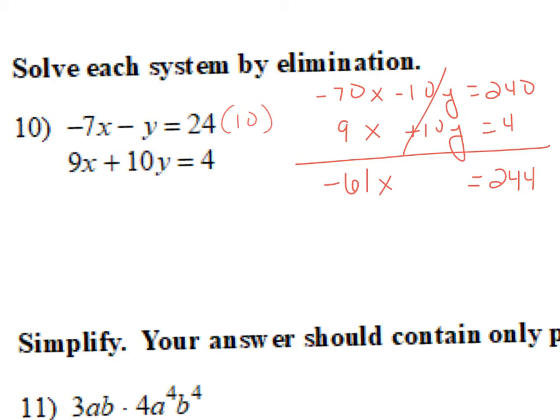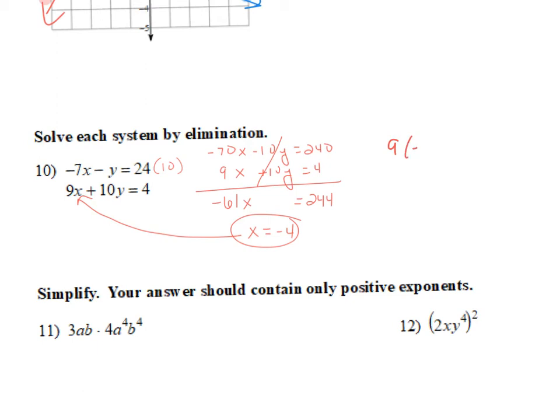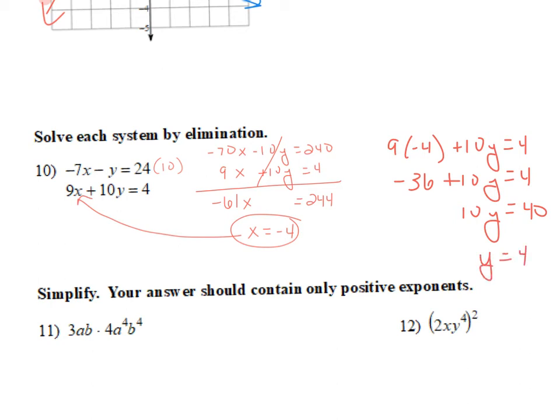So now I'm going to take 244. I'm going to divide that by the -61. And I ended up with x equals -4. Okay, now you can take this, plug it into either one. So I'll just plug it in right there. So I've got 9 times -4 plus 10y equals 4. So this would be -36 plus 10y equals 4. Add the 36 over to the other side, and that'll give you 40. And then when you divide, you end up with y equals 4. So your answer should be -4, 4.